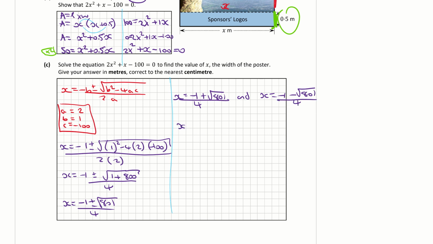I'm just going to go straight to answers here if you don't mind. So x is equal to 6.83 and x is equal to minus 7.325. Now be careful here, we don't need this one, there's only one solution. Our solution for x is going to be 6.83 meters, because we can't have a negative length. This is a practical problem about the length of a picture, so we don't accept the negative answer. So 6.83 meters, or 6 meters 83 centimeters, whichever way you want to write it. It said correct to the nearest centimeter. So that's about right.